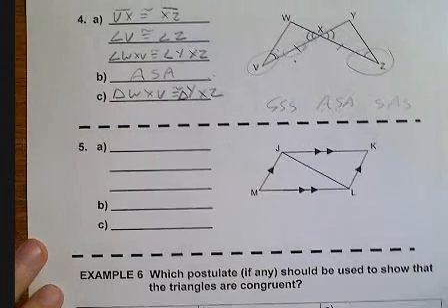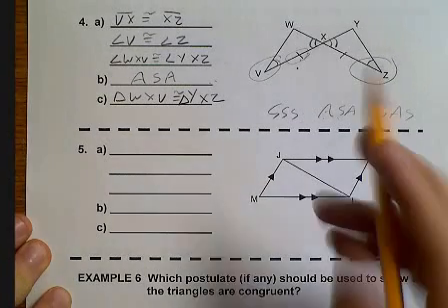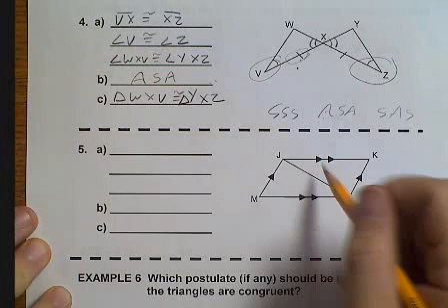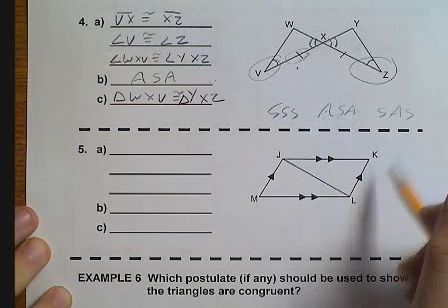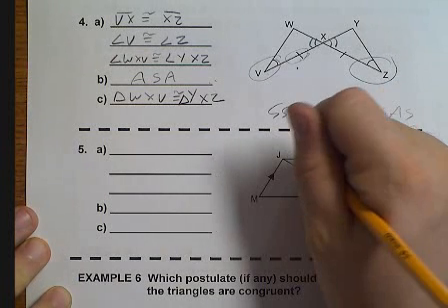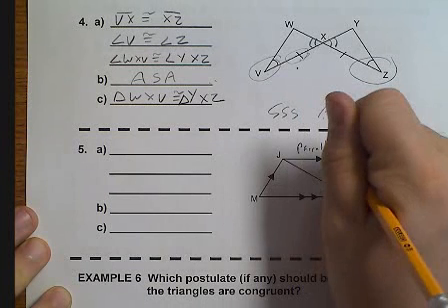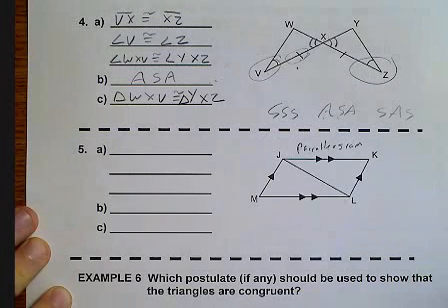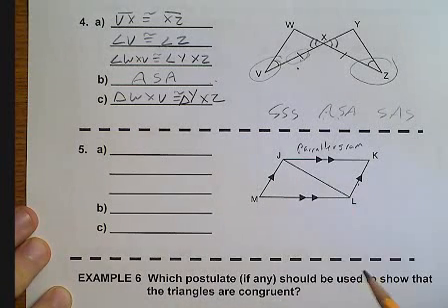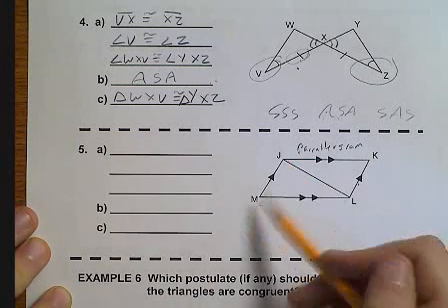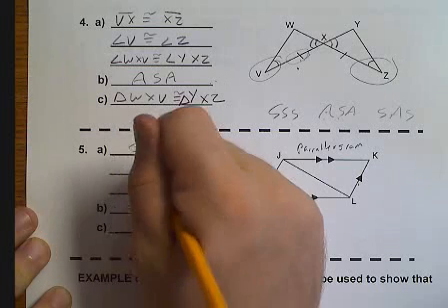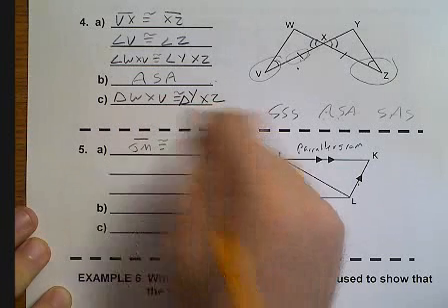On to example number 5. I'm looking at this, and I have a parallelogram. And some useful hints about parallelograms is that the opposite sides are congruent. So I know that JM is congruent with KL.